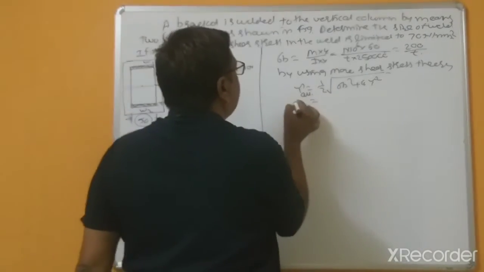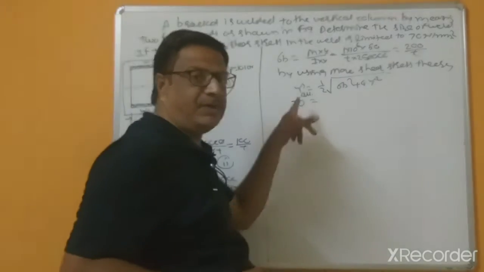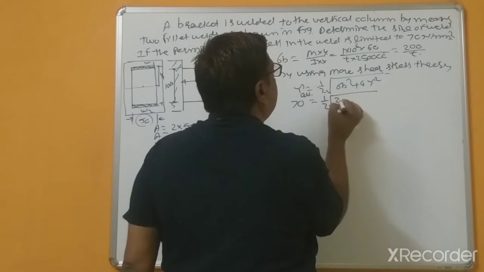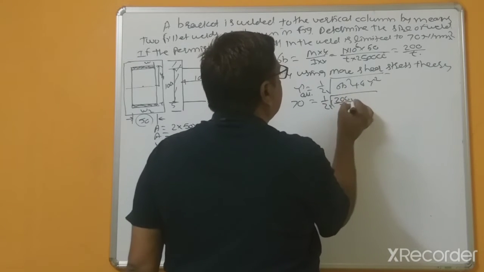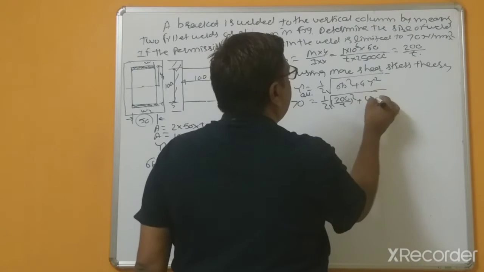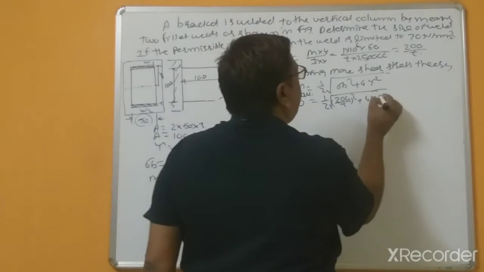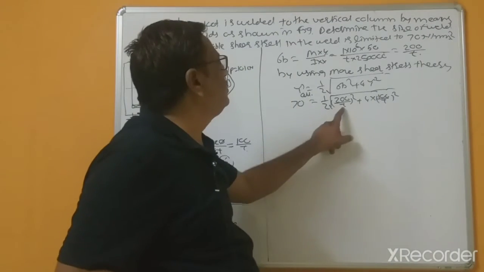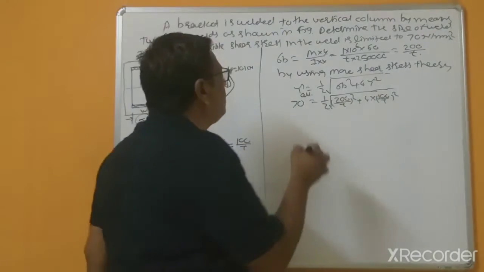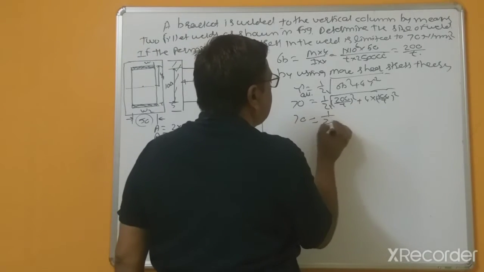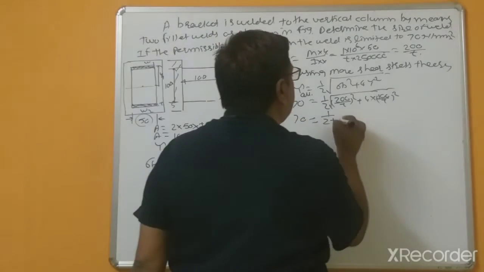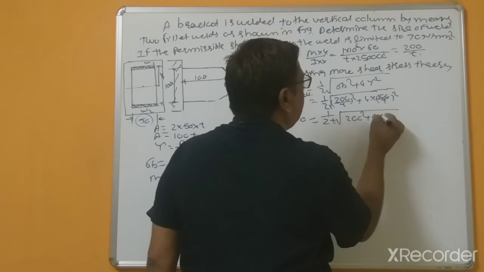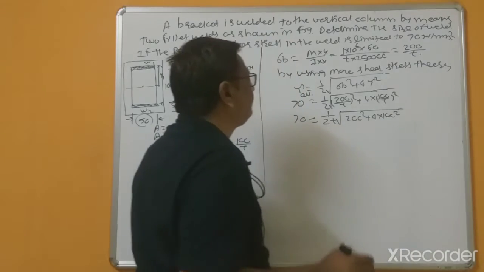Yes, so the permissible shear stress is 70, which equals half into sigma b, equal to the square root of (200 divided by t) squared plus 4 into (100 divided by t) squared. This is t squared and this is t squared, so that's why I am taking t common. Now what is remaining in the brackets? 200 squared plus 4 into 100 squared.